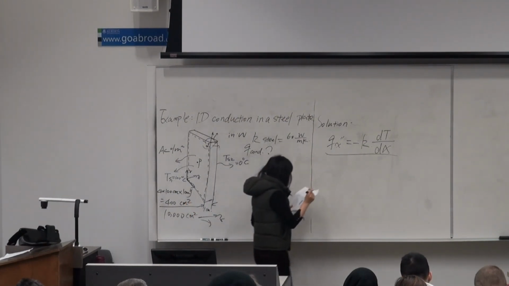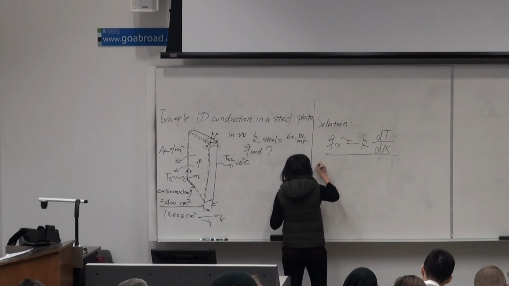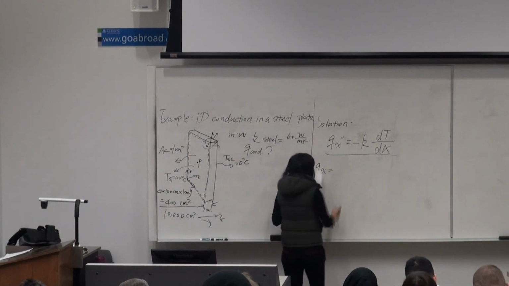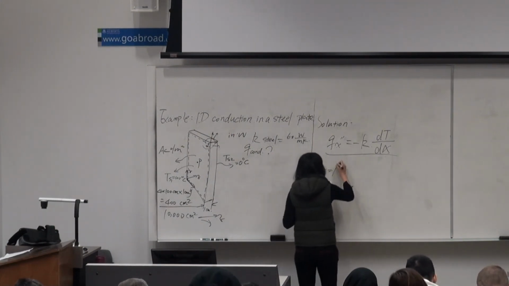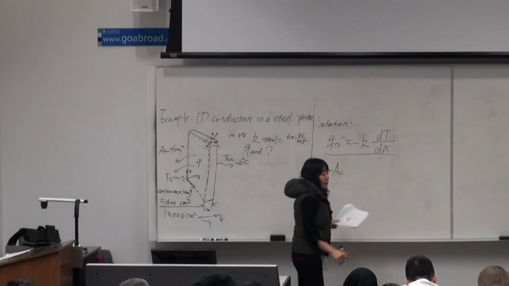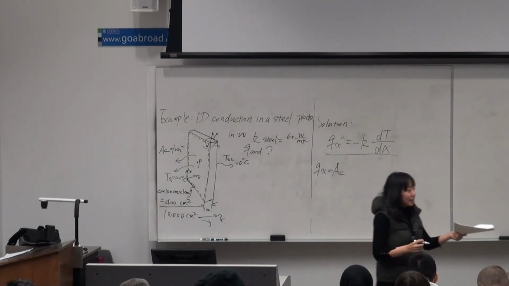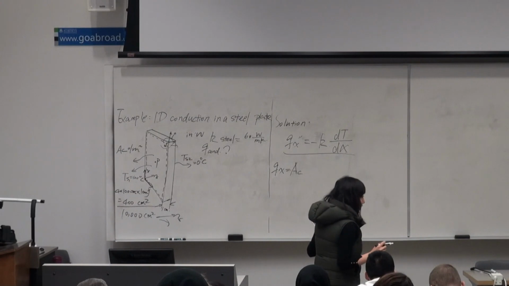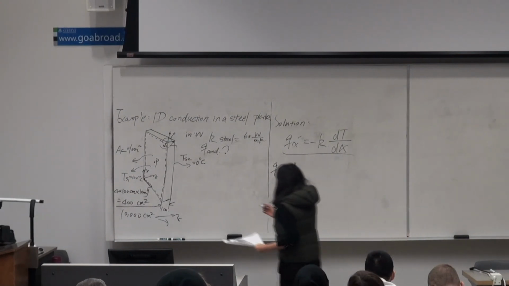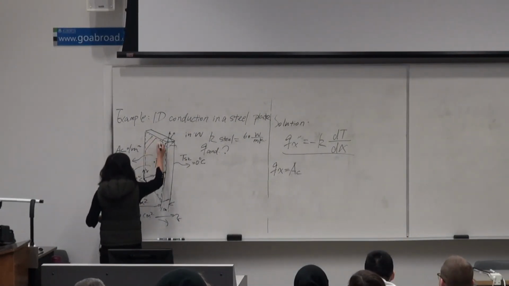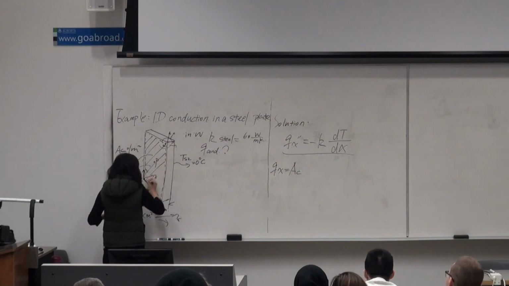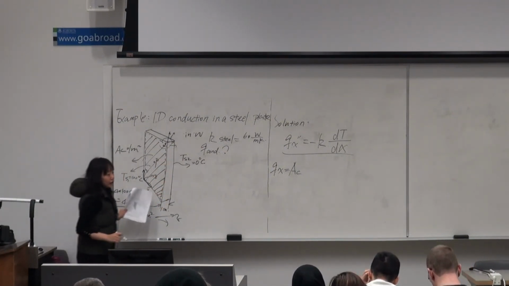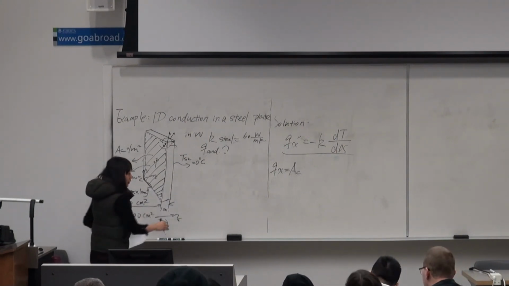In this case, plug in numbers. The heat exchange rate is given by the cross-section area. You asked me the question, what's the difference between cross-section area and surface area? Can you see the difference now? It is the plane perpendicular to the heat flow direction.